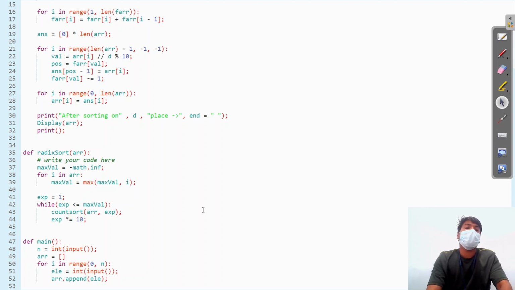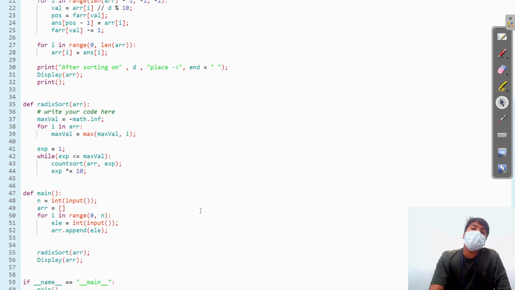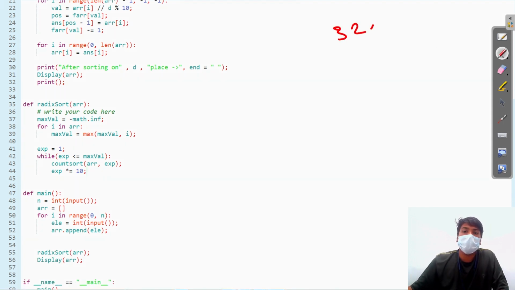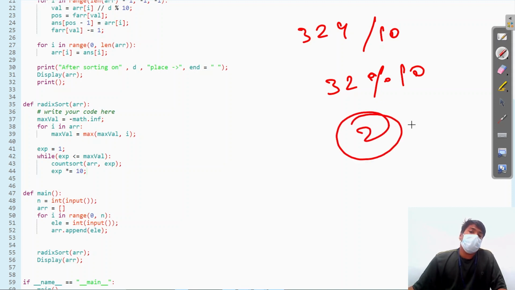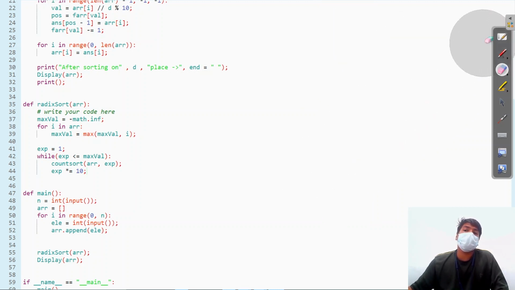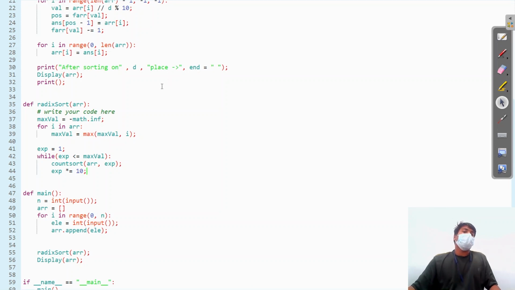Now exp would be multiplied equal to 10. So this is my exp this time. Next time my exp will become 10, right? So suppose 324, when we divide it by 10, we will get 32, and we do mod by 10, we'll get 2. So we'll send the number at tens place. This is the way in which we are going to send the number at second place.